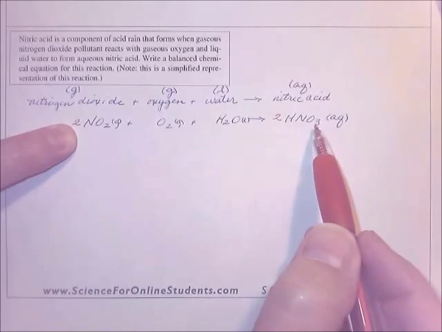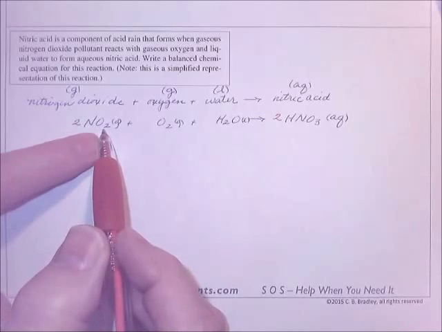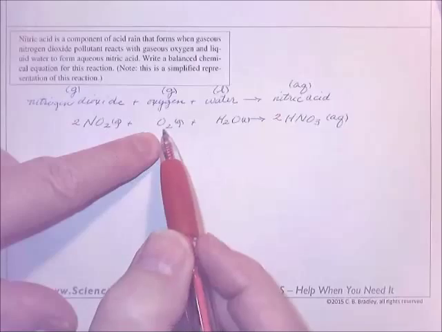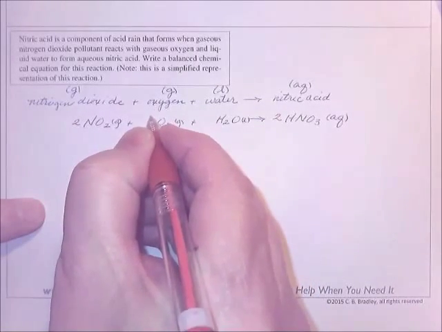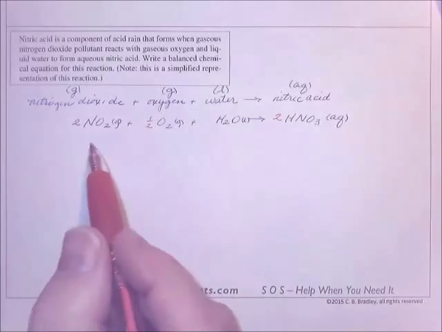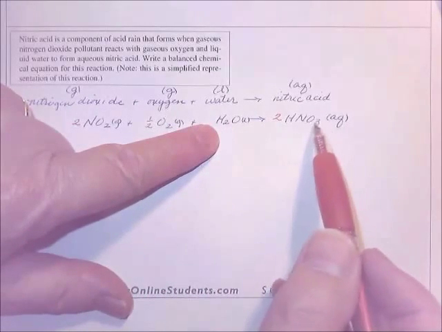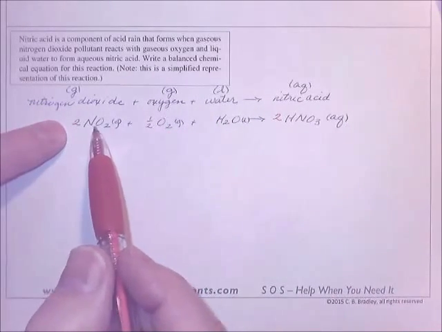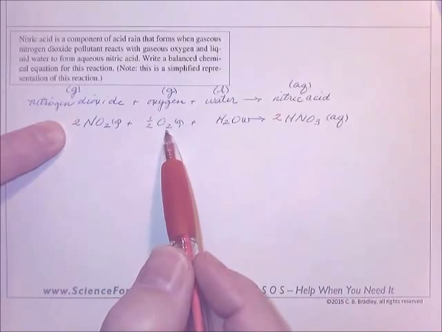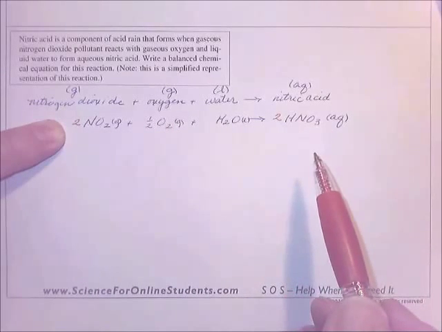We have 2 times 3 is 6 oxygens on the right. On the left, we have 2 times 2 is 4, 5, 6, 7. We can get there, at least for a first pass, by saying 1/2 of the oxygen. Now we have a balance of 2 nitrogens, 2 hydrogens, and 2 times 2 is 4, 5, and 1/2 of 2 is 1. So this gives us 6 oxygens on the left, and 2 times 3 is 6 oxygens on the right.